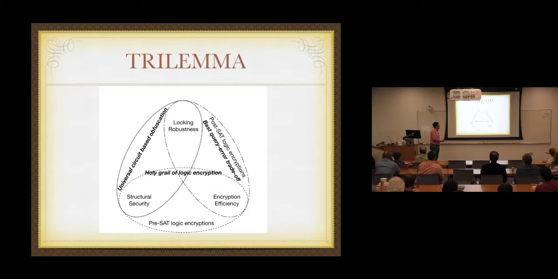If you look at the traditional, pre-SAT solutions, they achieve structural security and encryption efficiency. The reason is that by randomly selecting signals, they don't introduce extra structure in the circuit. Therefore it's structurally secure. Also the number of k bits they introduce is very efficient. For the post-SAT design, because we explicitly design the locking behavior of the circuit, it is secure, and the number of k bits we introduce is also small. But as you can see, the structural security is not there yet. And then universal ones can achieve both locking robustness and structural security, but the encryption efficiency is not achieved. So we have three categories of solutions, but none of them really solves the problem. Our effort is to try to solve this.